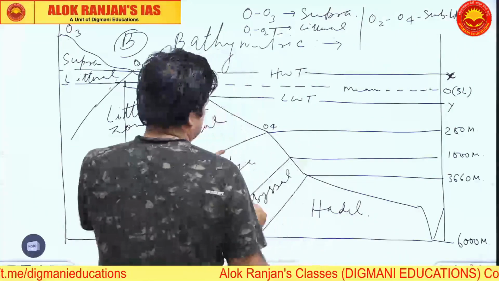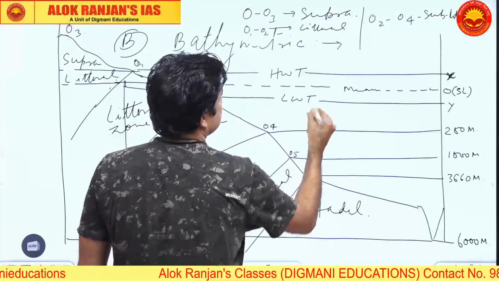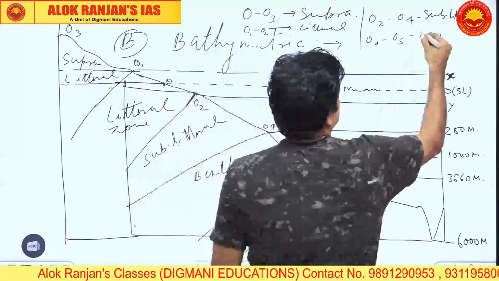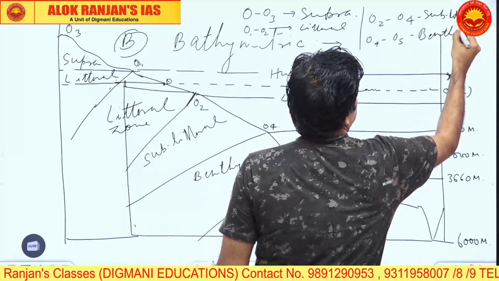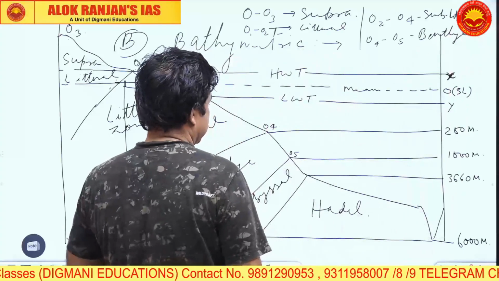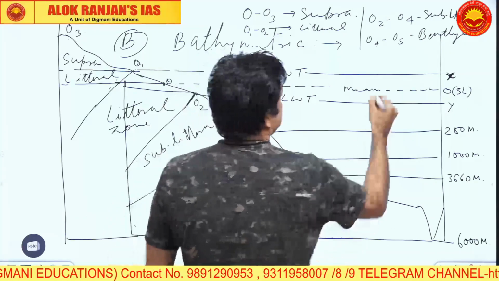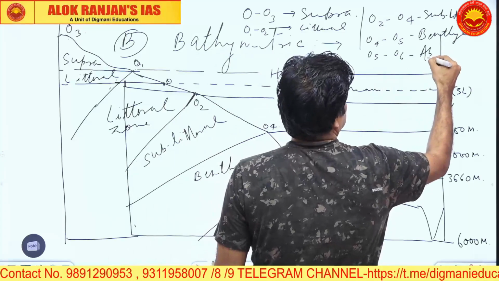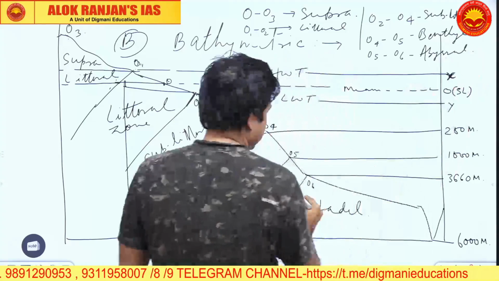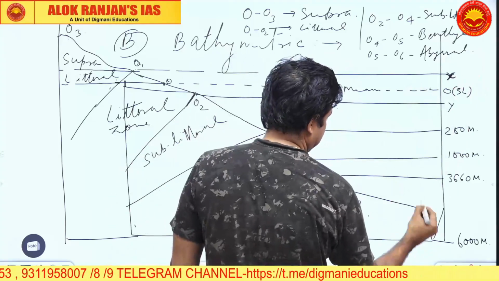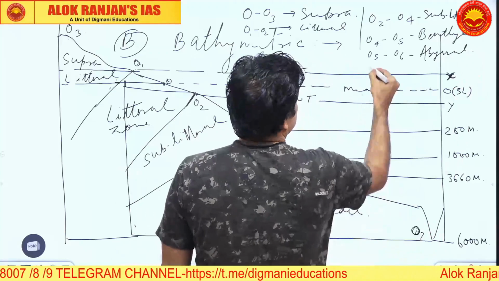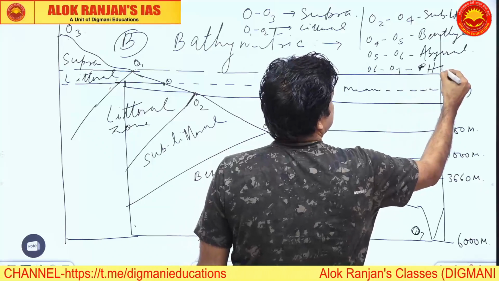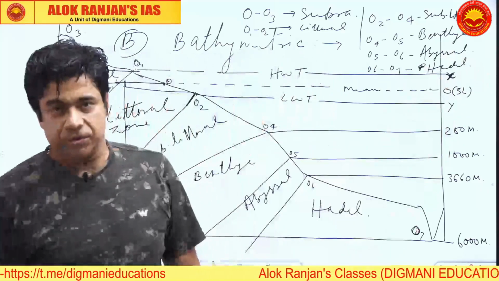Then O4 to O5 is benthic. Then abyssal is O5 to O6. And then O6 to O7 is the Hadal zone. So just go through it.